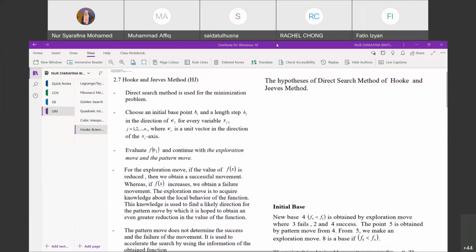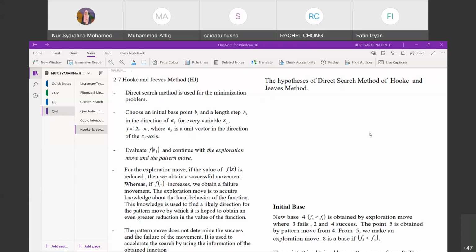Remember, we are still in our direct search method. The first one is Fibonacci, and then we have the golden search method, and then the interpolation method, where it is quadratic and also cubic. Now we are still in direct search, but this one is the n-dimensional search method.